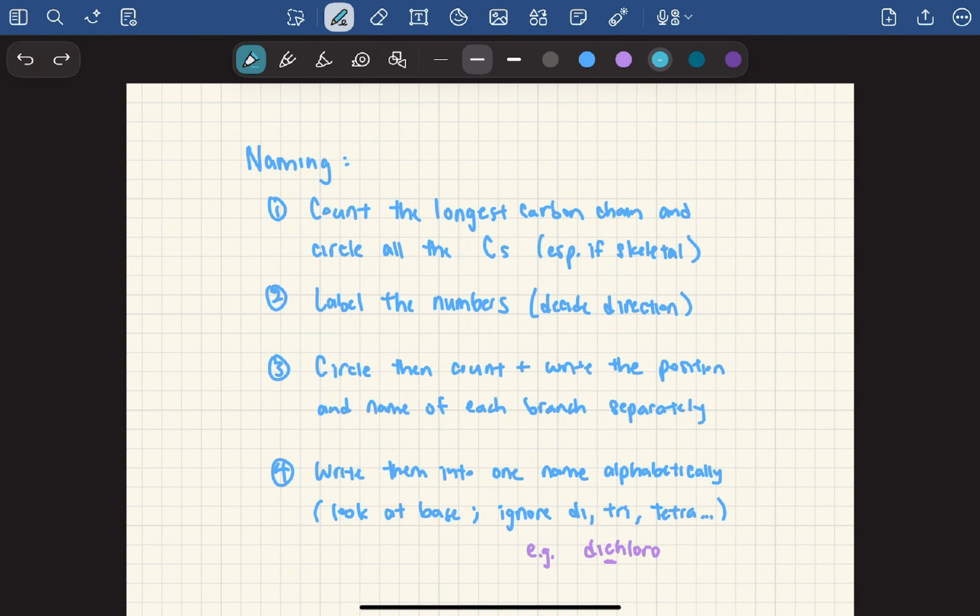Then second, label the numbers, just count the carbons 1, 2, 3, 4, 5, 6, and then decide which direction gives you the least numbers in the positioning of your branches. Third, circle and count each branch of compound separately. I think you can write the position and the name onto the picture of the compound, and then lastly write them into one name alphabetically. It's just easier to break it down first before you have to put it all into one, and that also makes it less likely that you'll make a mistake. And remember that when you write them alphabetically, you're looking at the base of the word and you're ignoring the prefix. So, for example, if it's dichloro or something, then you would look at the C instead of the D to order that.